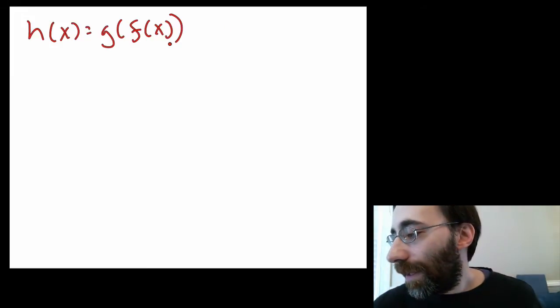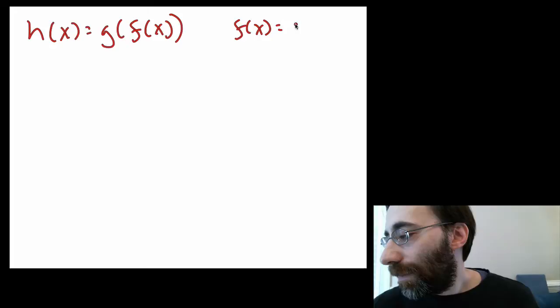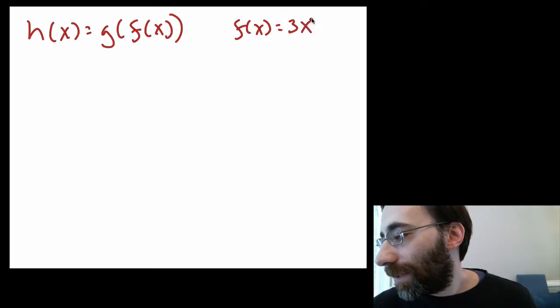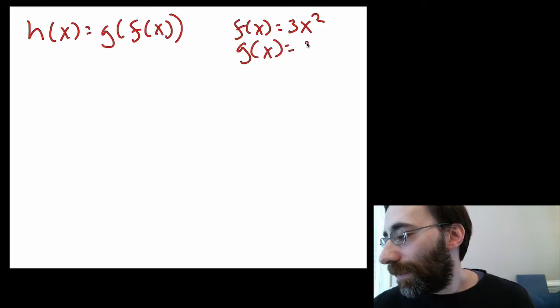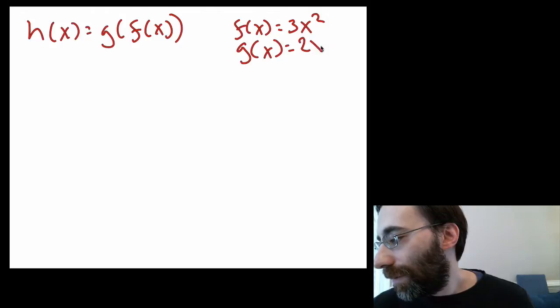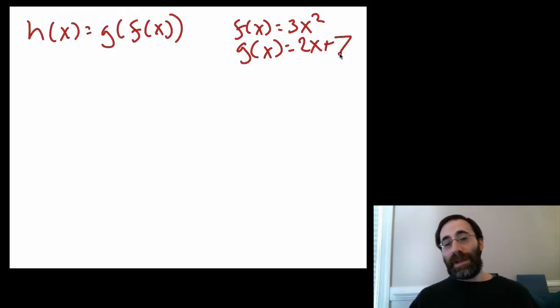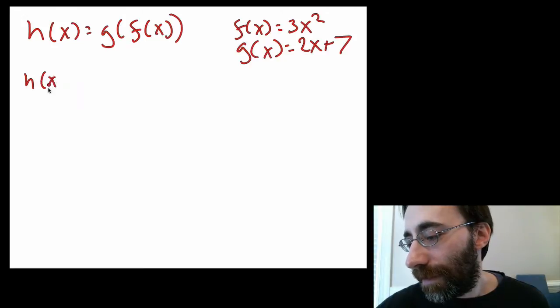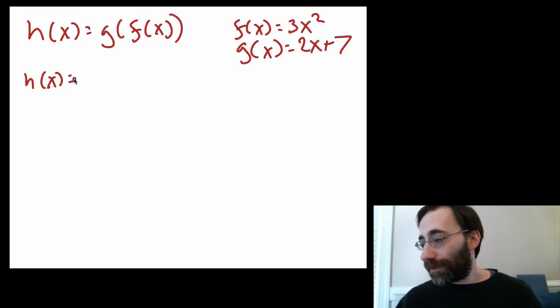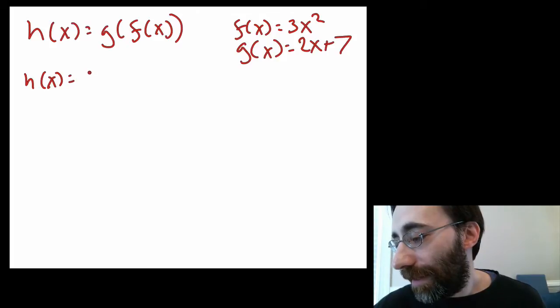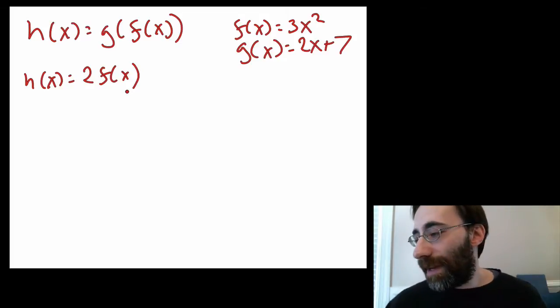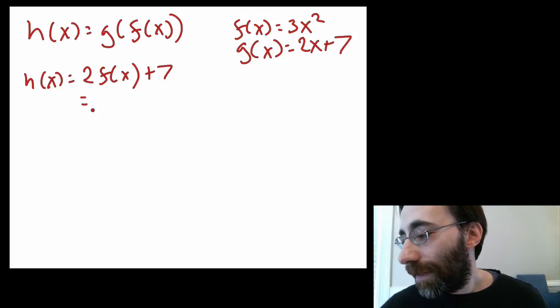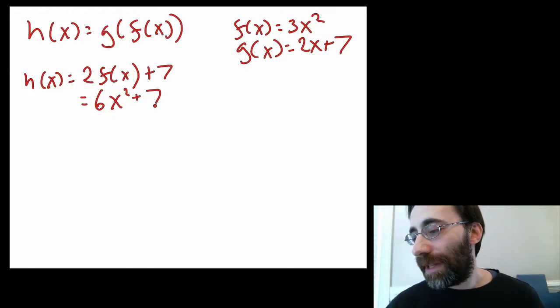So for instance, if f of x were 3x squared and g of x equaled, say, 2x plus 7, then h of x would be the function you would get if you take g, and every time you see an x in g, you plug in f of x there instead. 2 times 3x squared is 6x squared, so we have 6x squared plus 7 is h of x in this case.